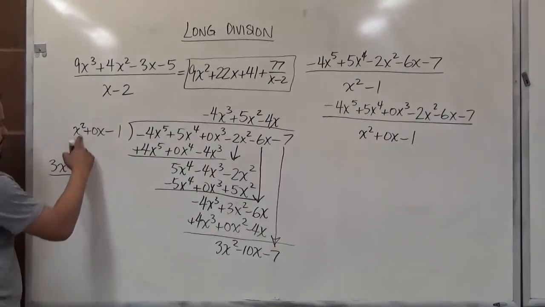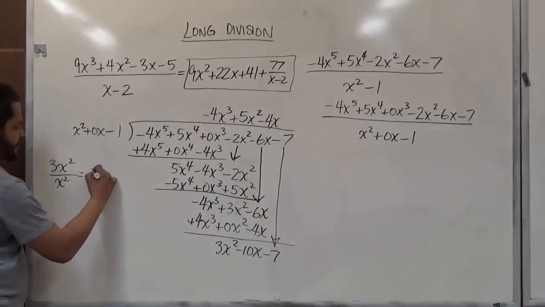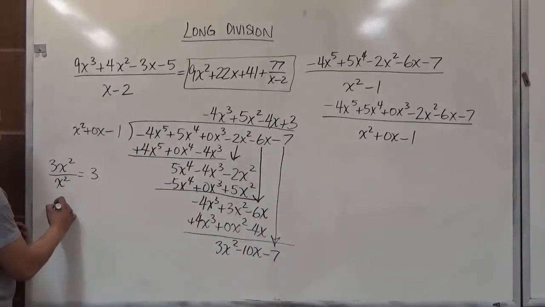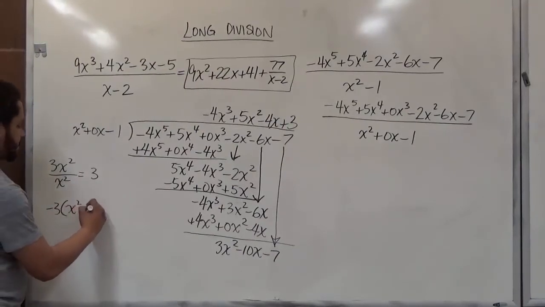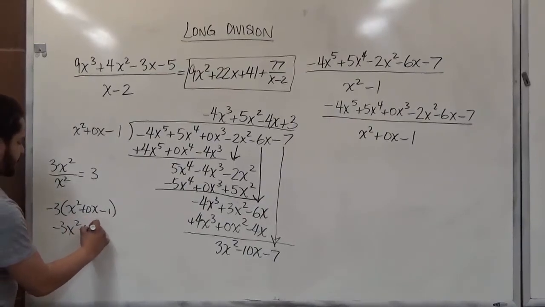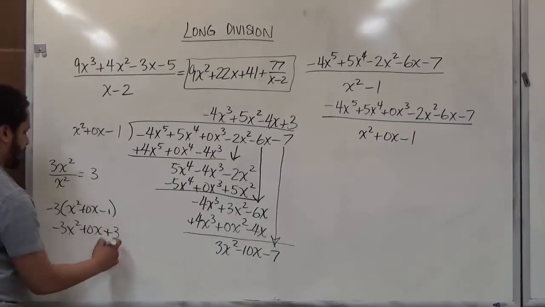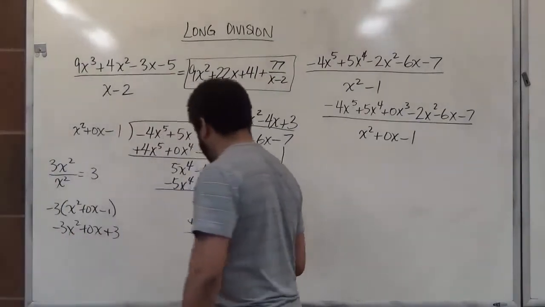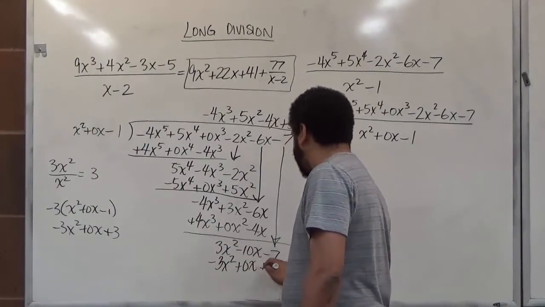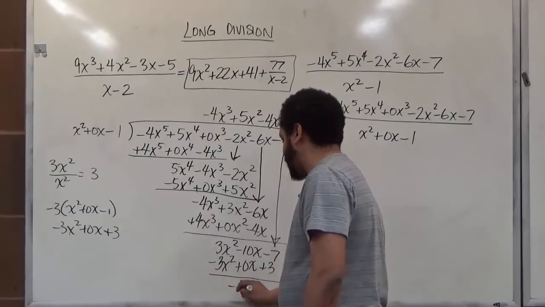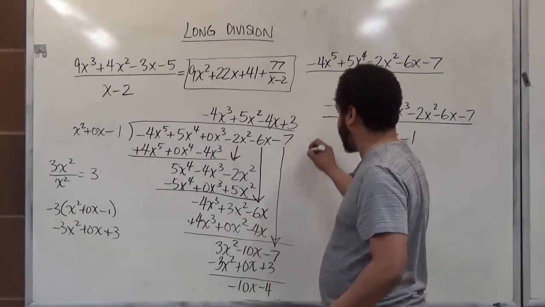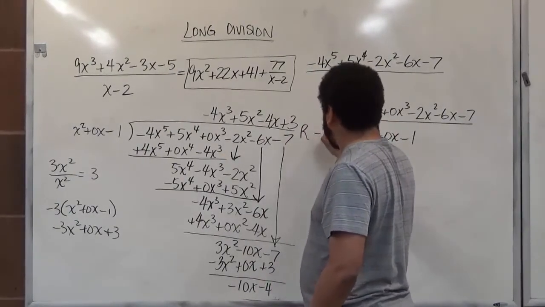So we have 3x squared here. We're dividing by x squared. This is going to give us just positive 3. Place the positive 3 up here. We take the opposite of positive 3 for the multiplication, so we can divide. We have x squared plus 0x minus 1. This becomes negative 3x squared plus 0x plus 3. And this goes directly under this. So here we have negative 3x squared plus 0x plus 3. The first two cancel. The second two give me negative 10x. And the last two give me negative 4. This is our remainder.